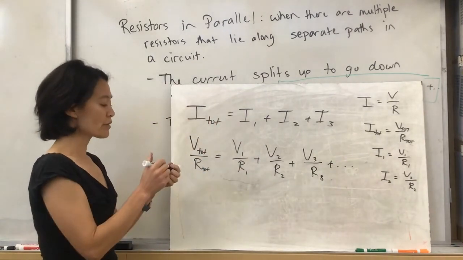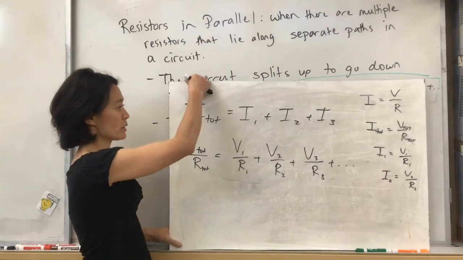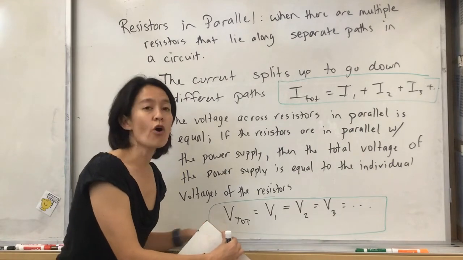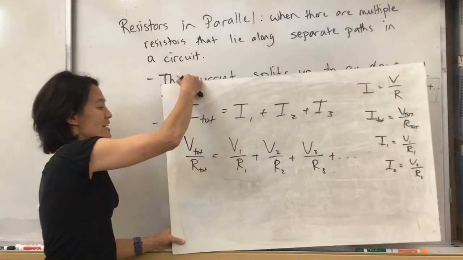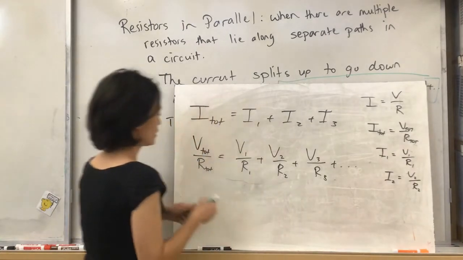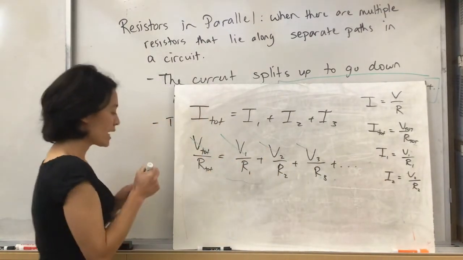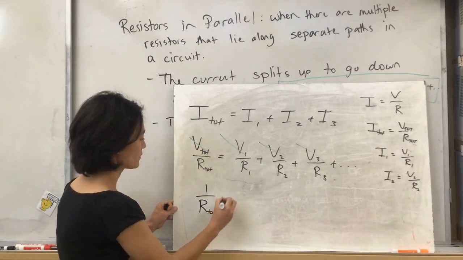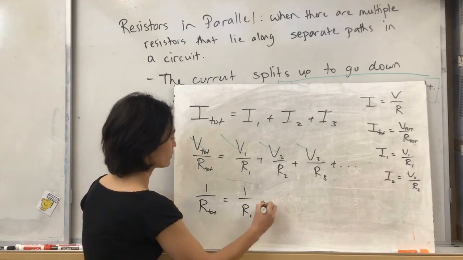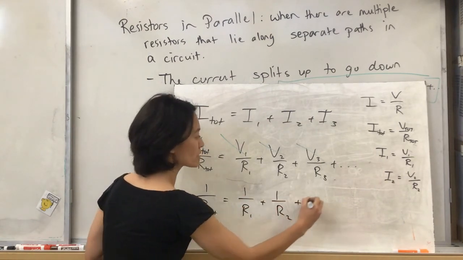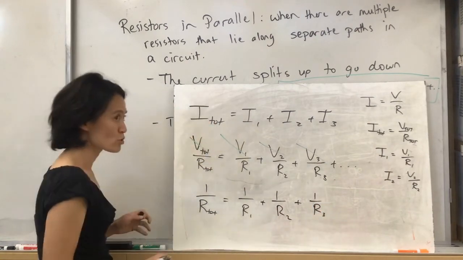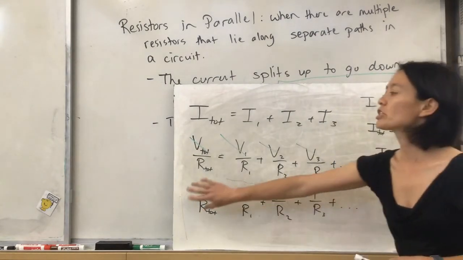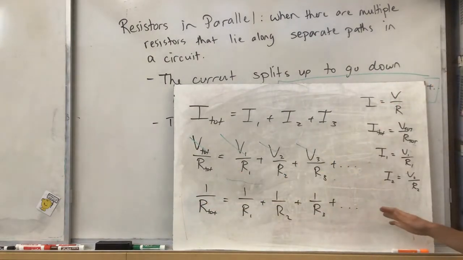Now remember that for resistors in parallel, this is true, that all the voltages are the same. So if all the voltages are the same, then I can cross them out. Boom, boom, boom, boom. And I can get that 1 over R total is equal to 1 over R1 plus 1 over R2. This is kind of a weird relationship. It's an inverse relationship. So this is kind of the summation of resistors in parallel.